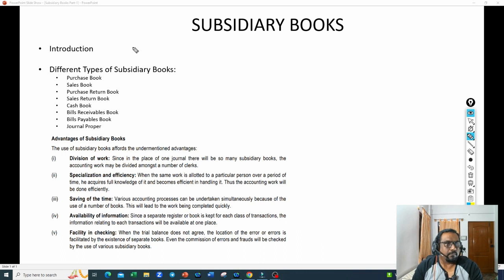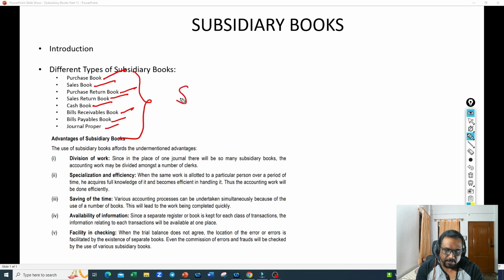So, I already explained subsidiary books is an alternative for journal, and subsidiary books will be called as book of primary entry, right? I said there are 8 types of subsidiary books: purchase book, sales book, purchase return, sales returns, cash book, bills receivable, bills payable, and journal proper. These 8 subsidiary books we are going to learn in detail.